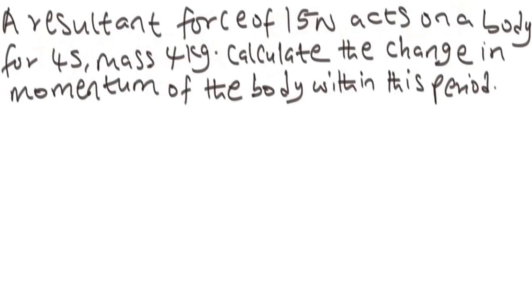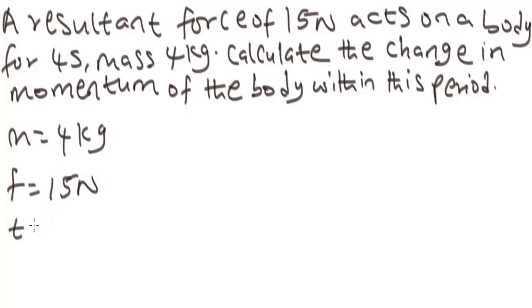Look at this question. It says a horizontal force of 15 Newton acts on a body for 4 seconds. The mass is 4 kg. Calculate the change in momentum of the body within this period. Let's bring out the parameters. We have our mass to be 4 kg, our force to be 15 Newton, and our time t to be 4 seconds, and we are asked to calculate the change in momentum.